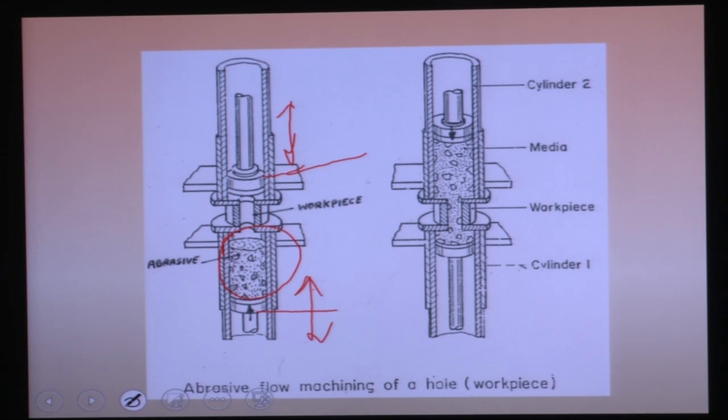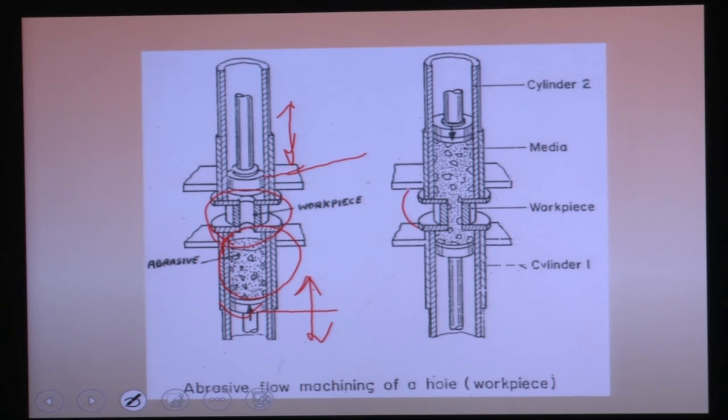When the top media cylinder piston is coming in the downward direction, the bottom media cylinder also goes in the downward direction. That's why the media will flow through the workpiece. This is the workpiece here. The media is forcefully flown through the workpiece surface.